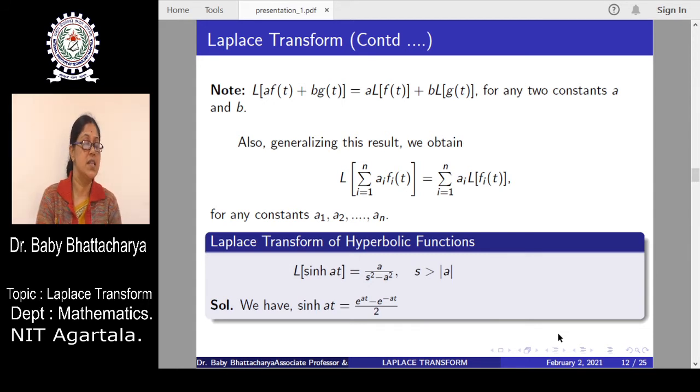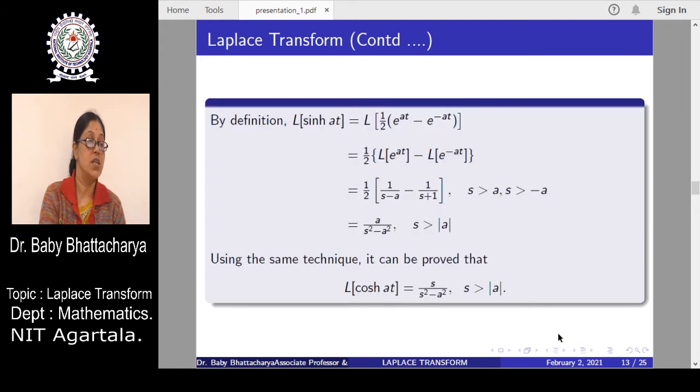Now to find this result, we have to apply the definition of Laplace transformation, as well as the relation of sine hyperbolic function in terms of exponential function, that is, sine hyperbolic at is equal to e to the power at minus e to the power minus at by 2. So eventually we have the Laplace transformation of half of e to the power at minus e to the power minus at. As we know how to find the Laplace transformation of this exponential function e to the power at, as well as e to the power minus at.